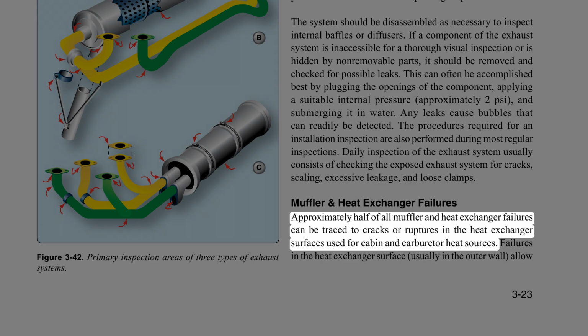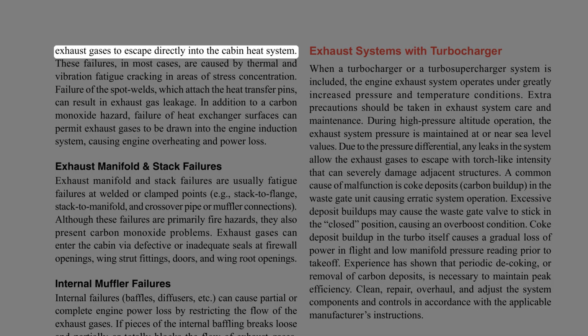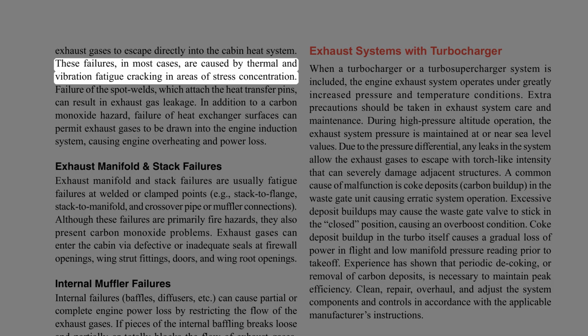Muffler and heat exchanger failures. Approximately half of all muffler and heat exchanger failures can be traced to cracks or ruptures in the heat exchanger surfaces used for cabin and carburetor heat sources. Failures in the heat exchanger surface, usually in the outer wall, allow exhaust gases to escape directly into the cabin heat system. These failures, in most cases, are caused by thermal and vibration fatigue cracking in areas of stress concentration.